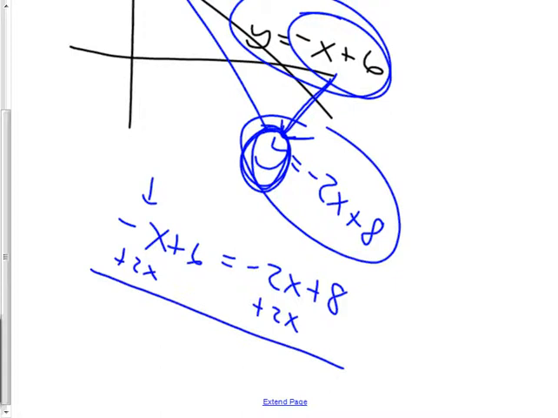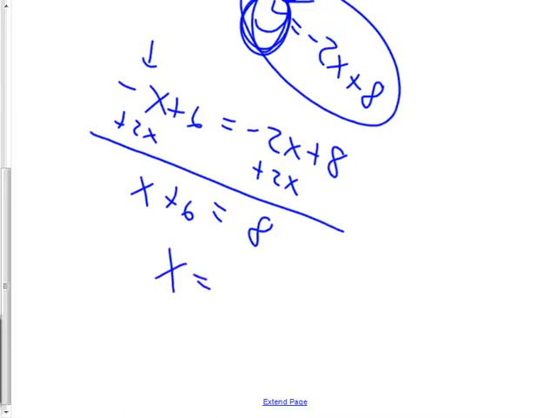It will work either way, but it's smartest to get rid of the smallest one because that way your answer ends up being a positive x. If you do it the other way, you'll have a negative on the x, which is hard. One less step to do. 8 minus 6 is 2. Final answer is x equals 2.